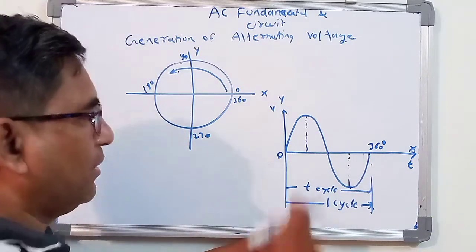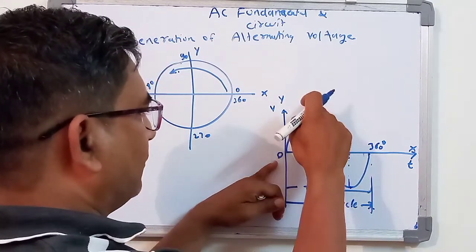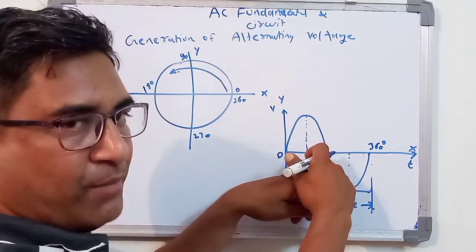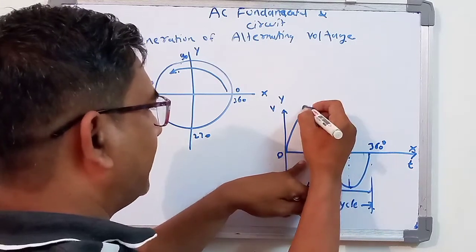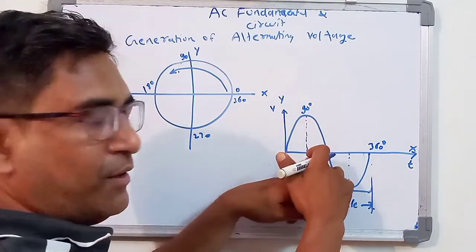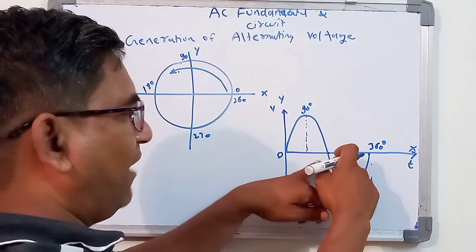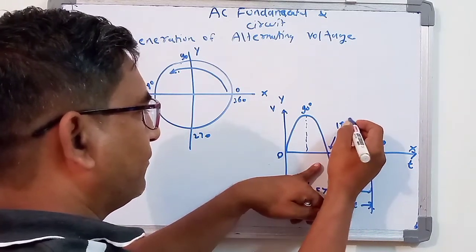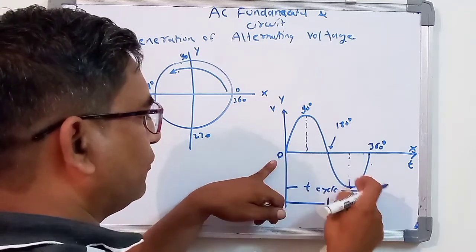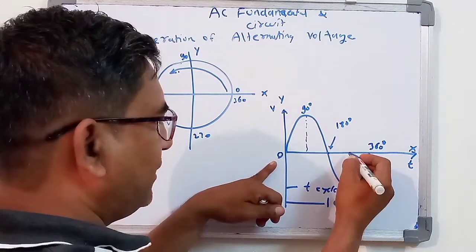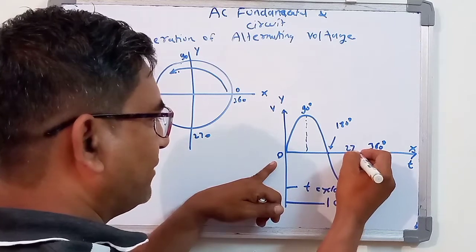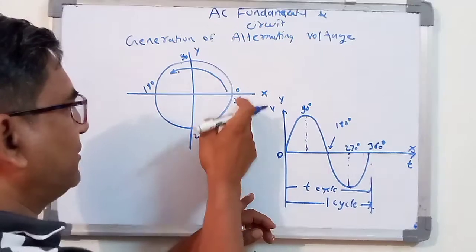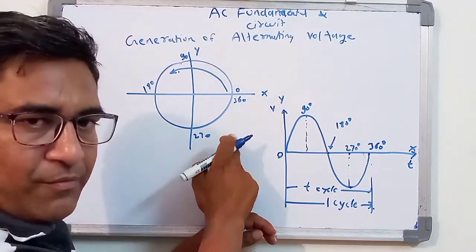Students, 0 to this part means a quarter, 1/4, indicated with 90 degrees. 0 to this half part is indicated with 180 degrees. 0 to the 3/4 part is indicated with 270 degrees. So there are four types of angle which satisfy this value.